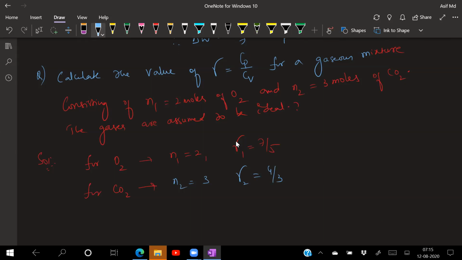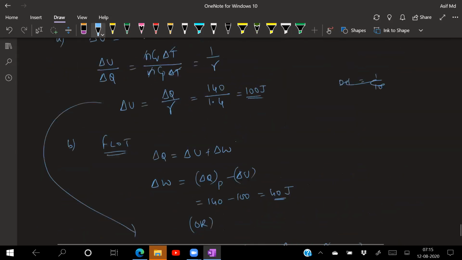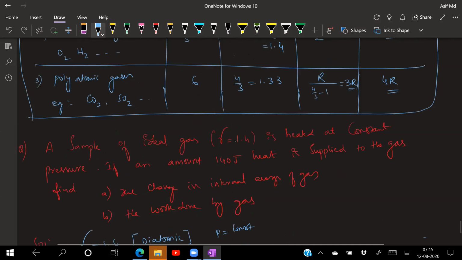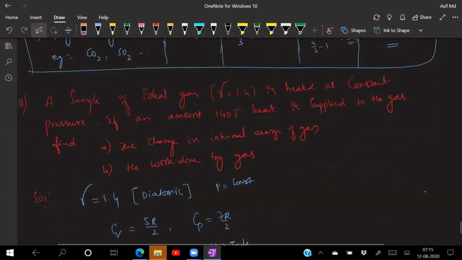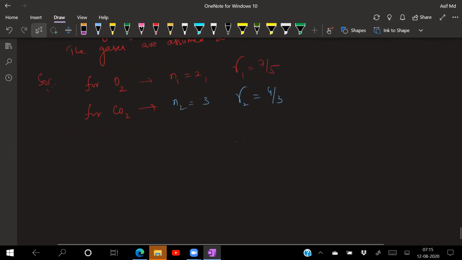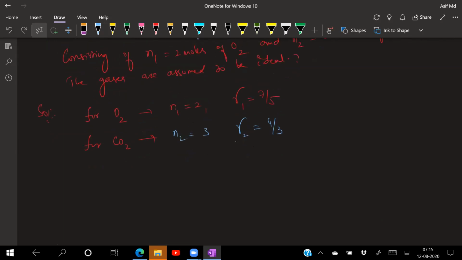Sir, this gamma value for CO2 is 7R? CO2 is what? Polyatomic, no? Okay, 4/3, yes sir. Got it. So O2 is what, diatomic or triatomic? Diatomic. CO2 is a polyatomic. This is polyatomic, and this one is diatomic.